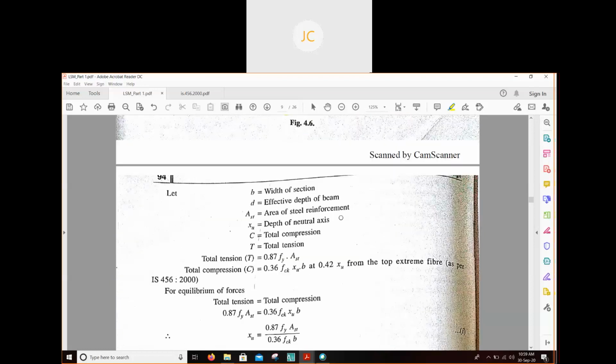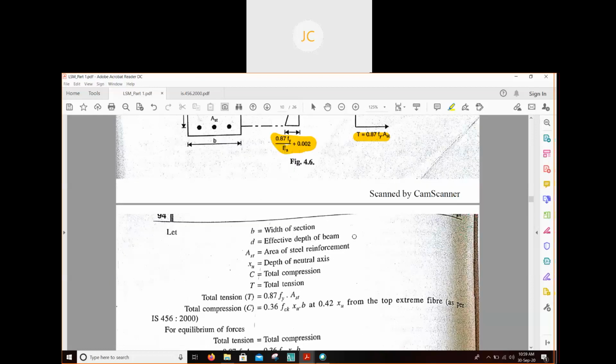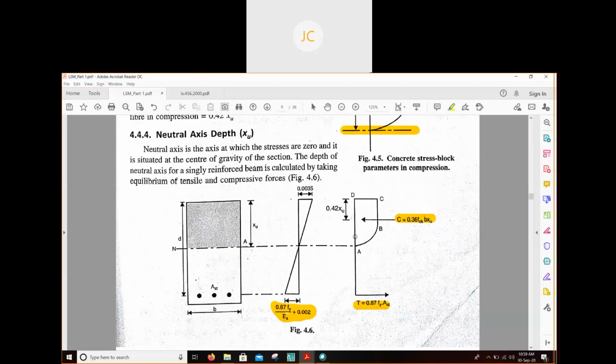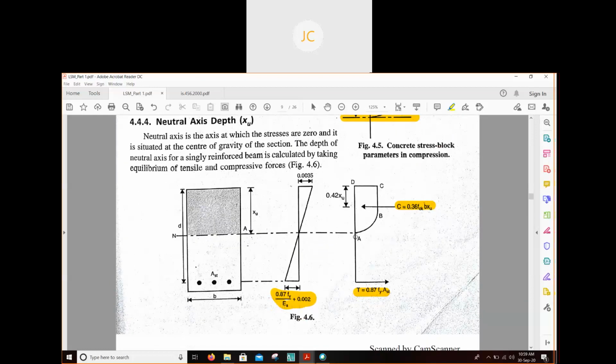Previously, to find out the neutral axis, we have to equate these two values. Total compression equal to total tension. C equal to T. If you equate these two values, we can find out the value of XU. That means our depth of neutral axis.